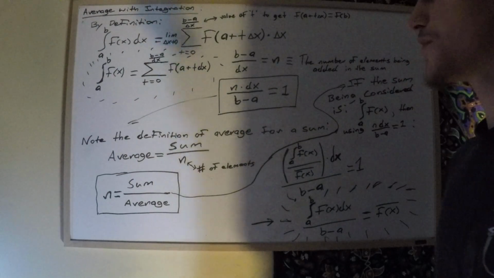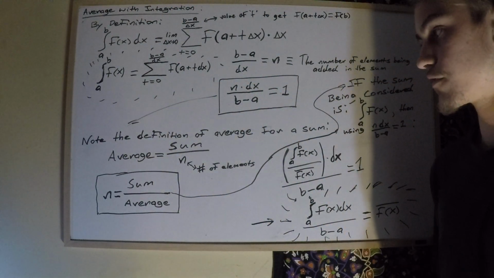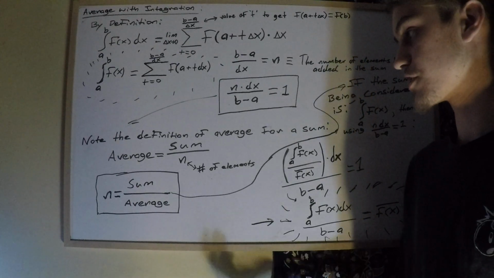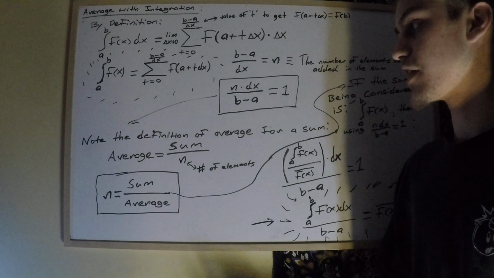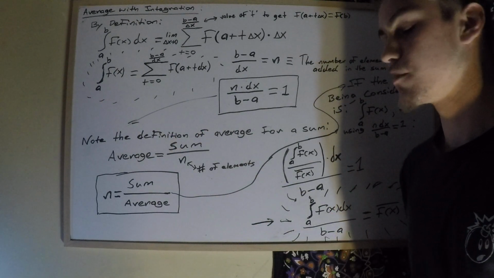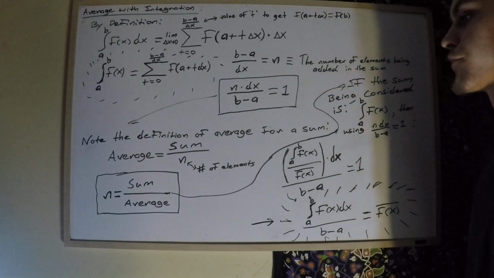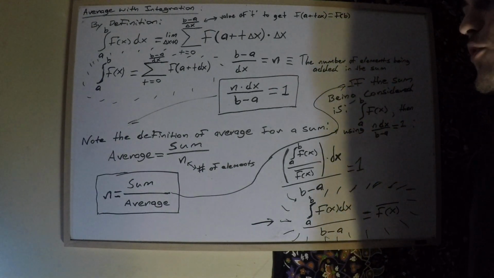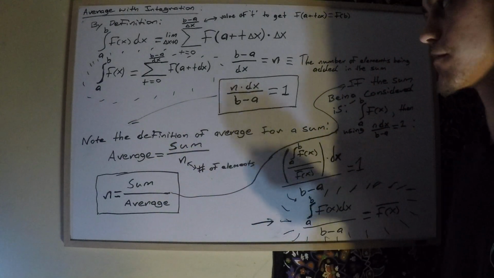So now you're going to use the definition of an average with the sum, or the equation that relates those things. So the average is equal to the sum divided by the number of elements that you're adding in the sum. So you can reorganize, you get n equals the sum divided by the average of that sum.